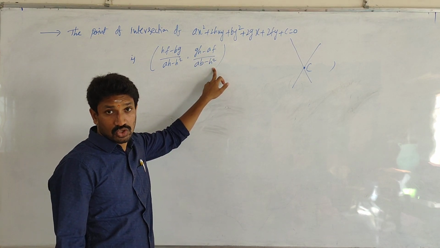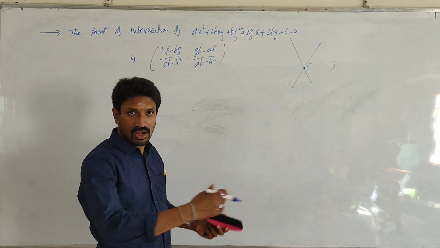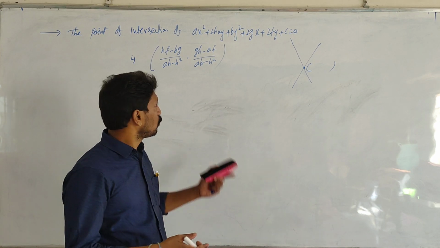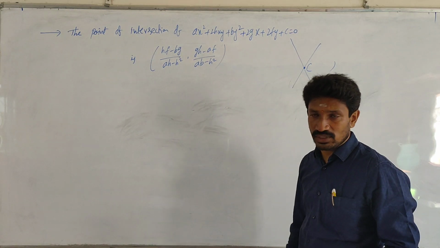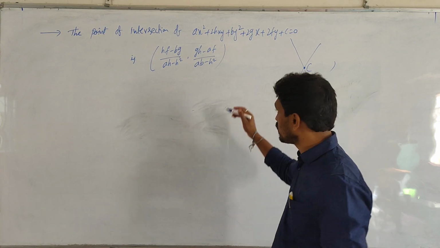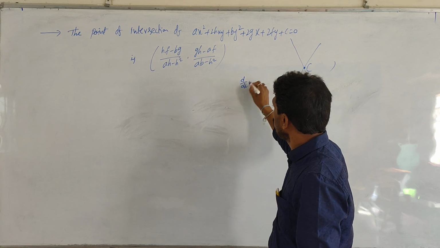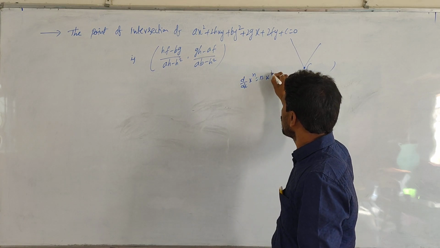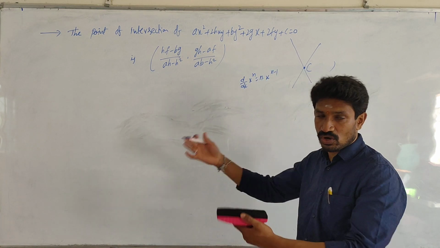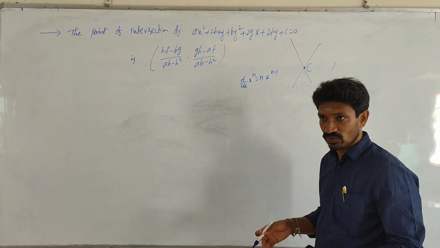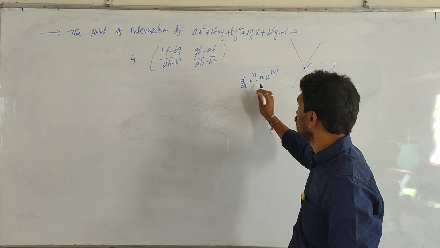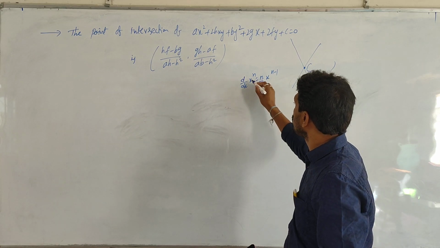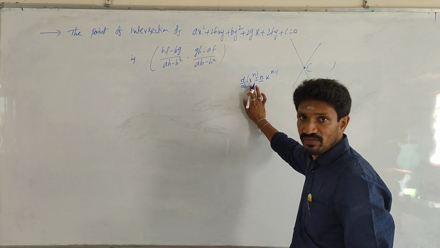So if you know the differentiation from physics, we already have it in the first year syllabus. You know very well the differentiation of x power n is n into x power n minus 1. Differentiation you will start next month in mathematics. Until then, remember this formula: d by dx of x power n is equal to n into x power n minus 1.